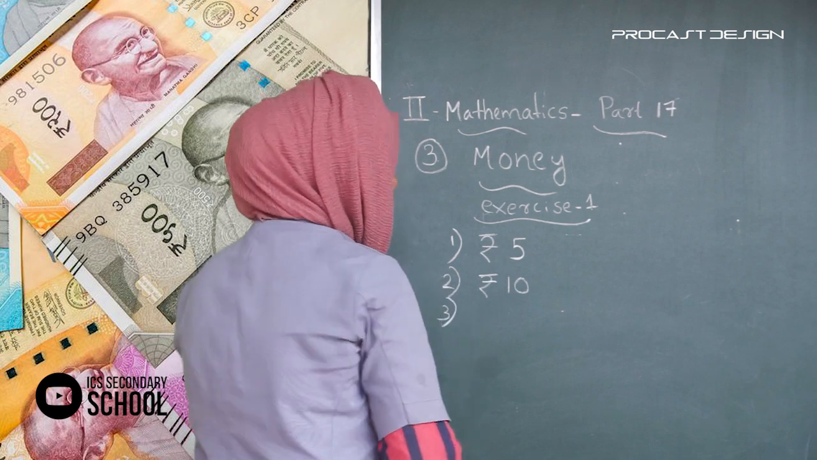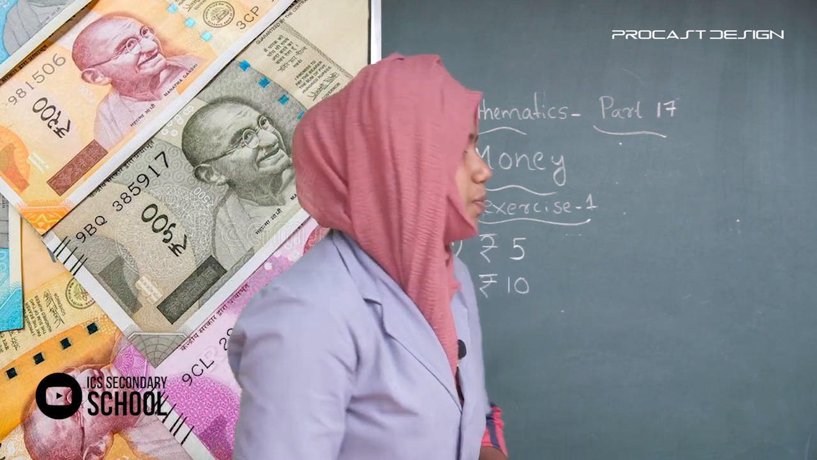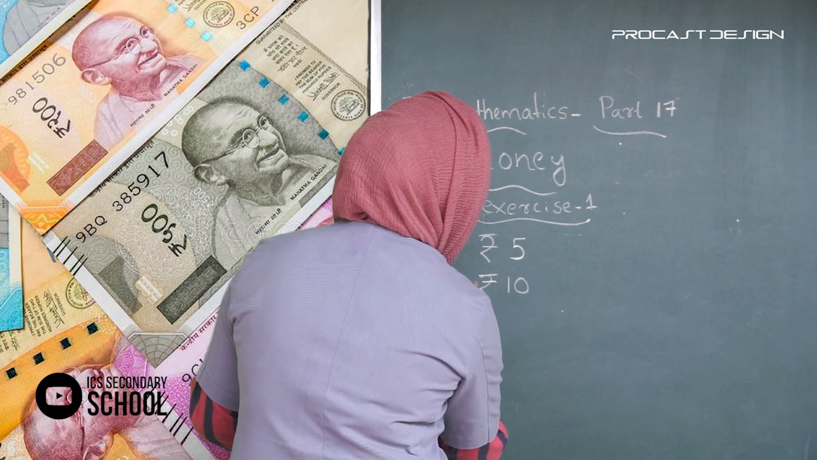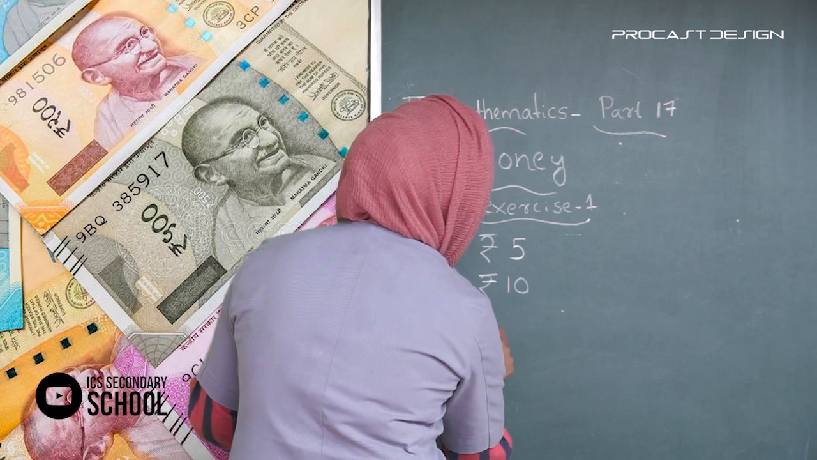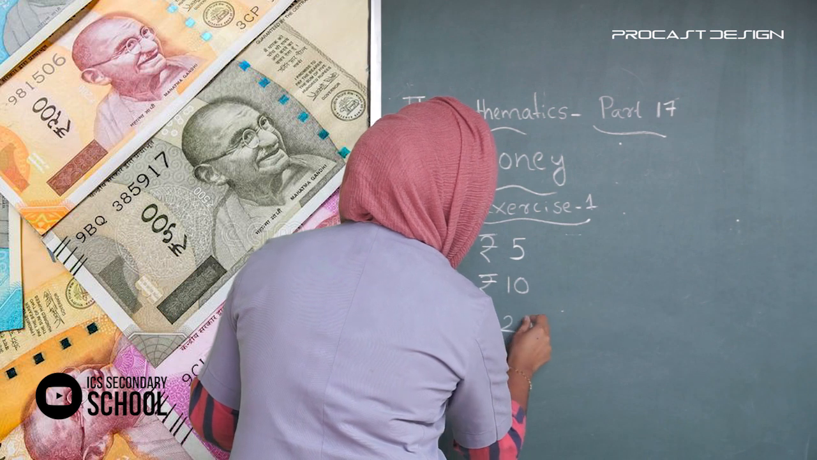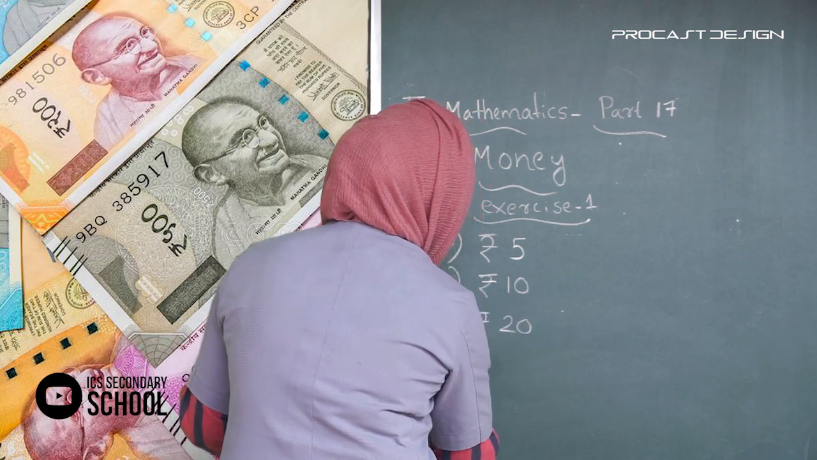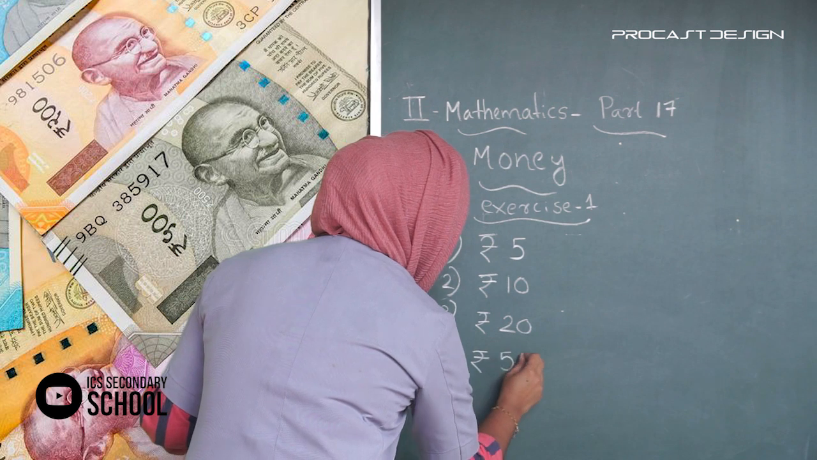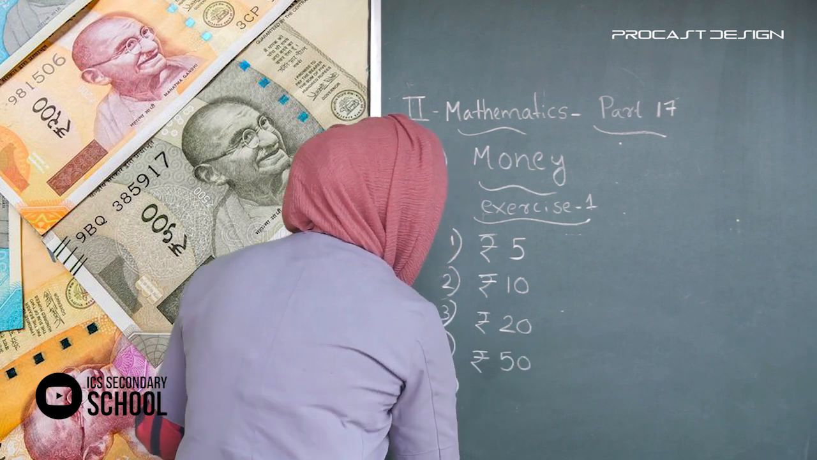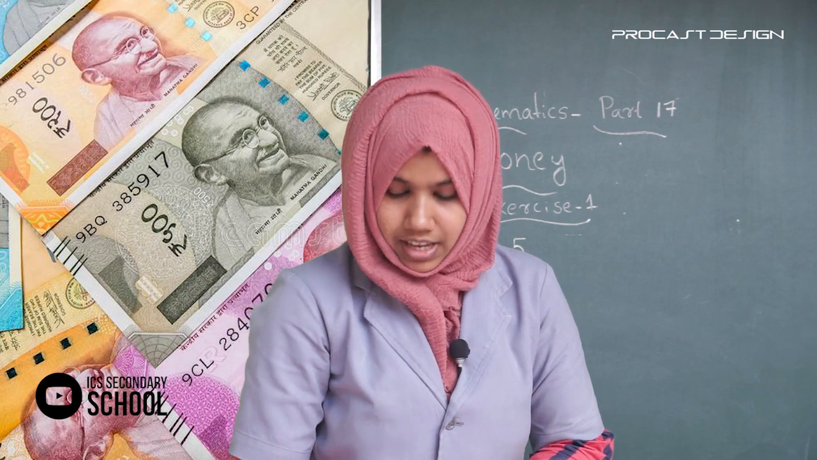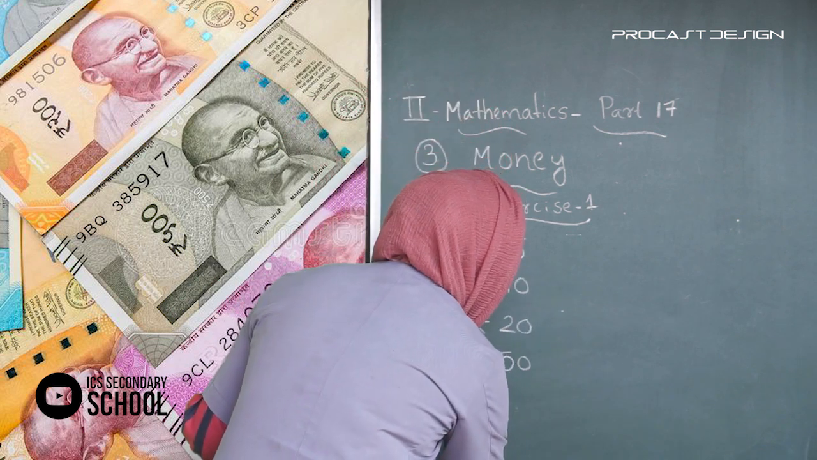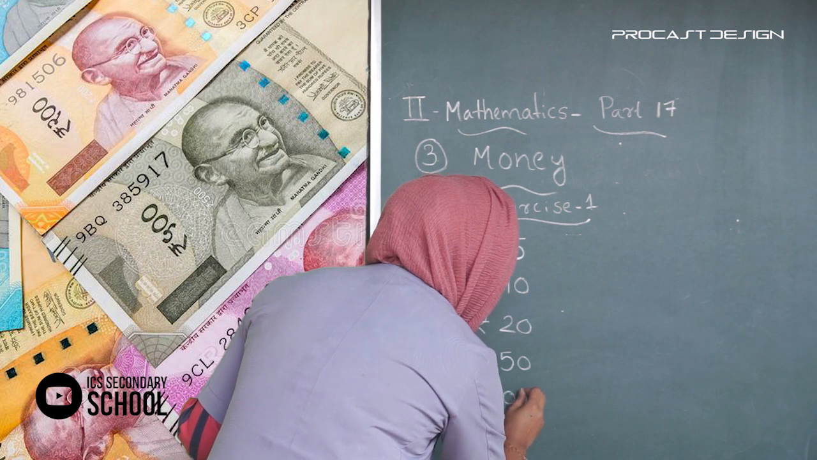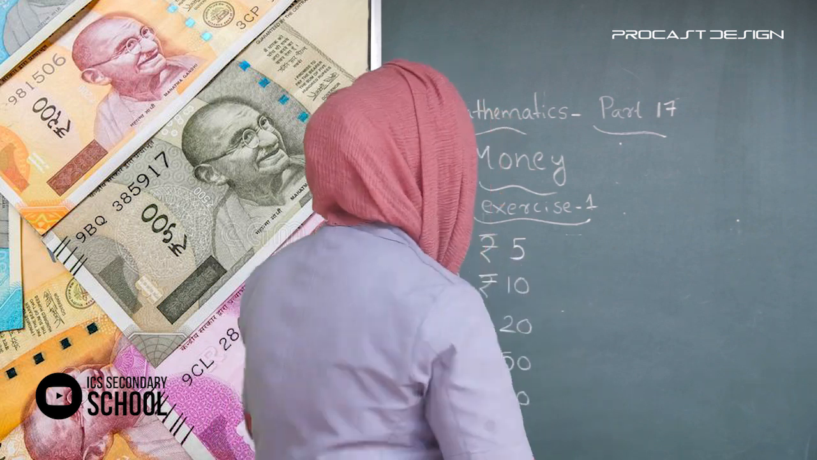And third is 20 rupees. Fourth one is 50 rupees. Fifth one is 100 rupees. And sixth one is 500 rupees.